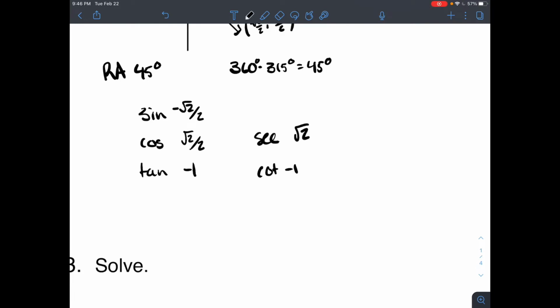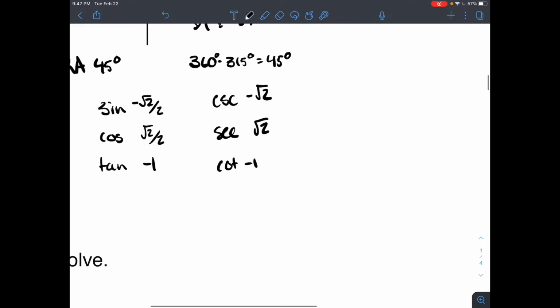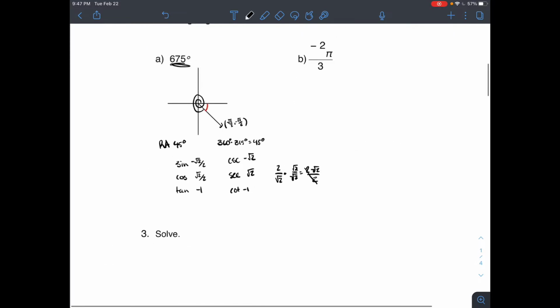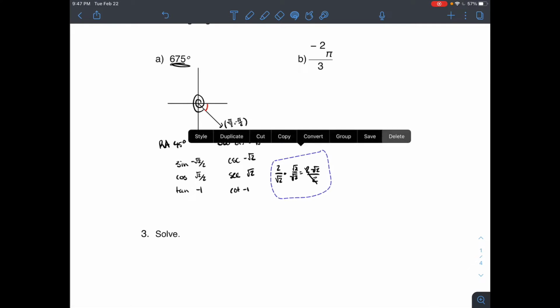Secant is root 2, because when you flip it over, there, I'll just do one. So if we have 2 over root 2, finding the reciprocal, to multiply by root 2 over 2, and that's going to give us just 2 root 2 over 2. That all cancels out. So that's what we're going on there.